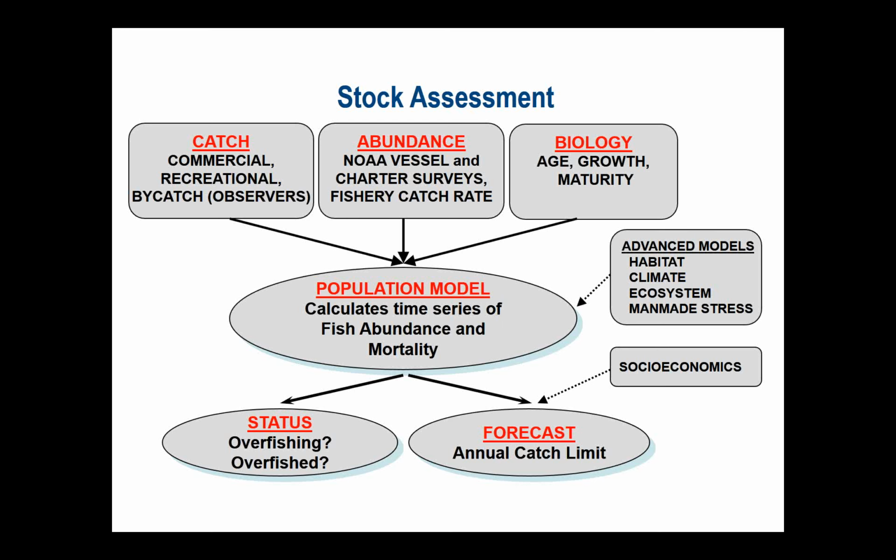And from this population model, we're then able to derive information like status. Status means, is the current abundance of the population so low that we call the population overfished, or is the rate of catch of the current fishery so high that we're saying that the population is experiencing overfishing? So overfishing is catching too many fish, and overfished is too much of a decline because of past fishing.